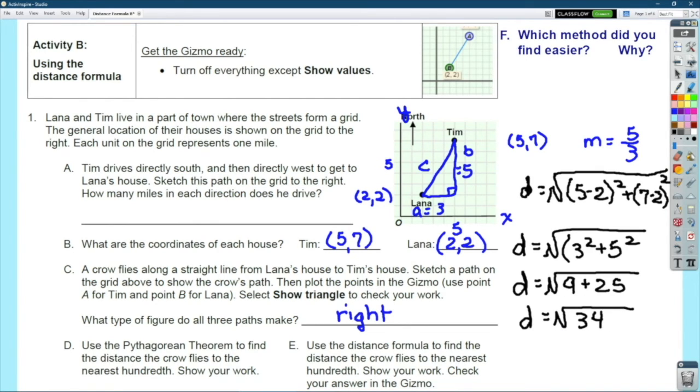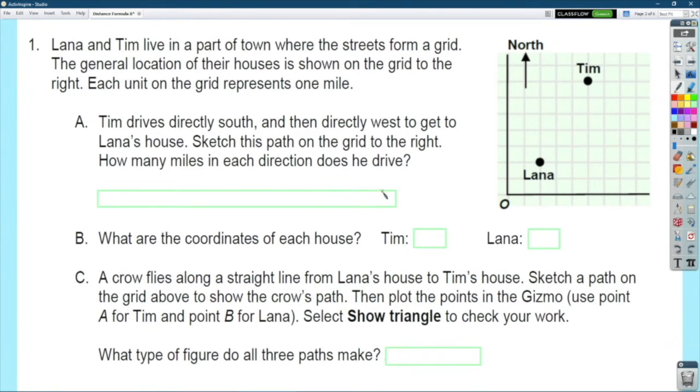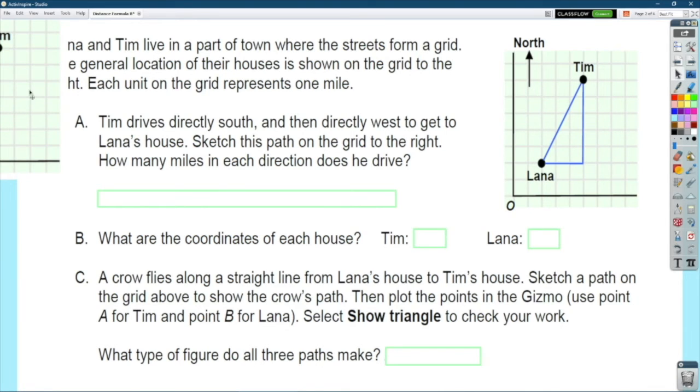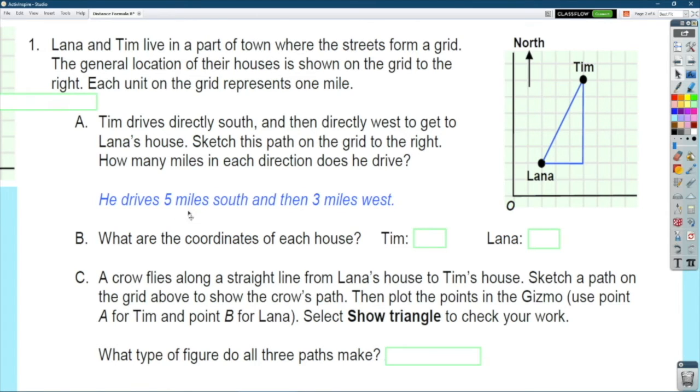So what we're going to look at now is we're going to go ahead and check our answers for A, B, and C here. And so we went ahead and we drew our grid just like this. And then we commented, he drives 5 miles south and 3 miles west. And then what are the coordinates of each house? And we said Tim's were X equals 5, Y equals 7, and then we got Lana with the 2, 2. And then it says, what type of figure do all 3 paths make? And we said it was a right triangle.